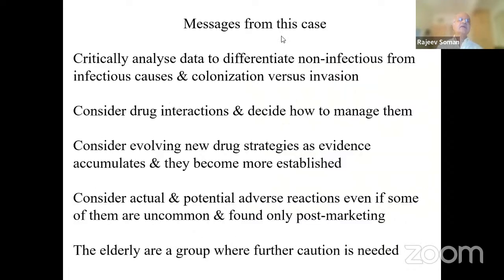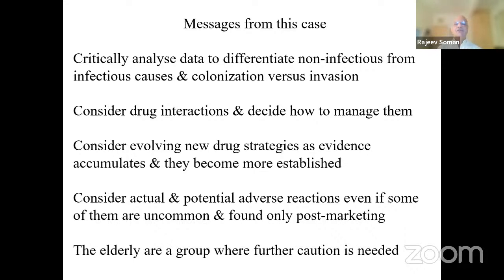So the messages from this case are we have to critically analyze data to differentiate non-infectious from infectious causes and colonization versus invasion. And I've particularly chosen this case for discussion because many of you are interested in stewardship as well as trying to differentiate an actual infection from colonization. We want to consider drug interactions and decide how to manage them. We also consider evolving new drug strategies as evidence accumulates and they become more established. And the example here is a DTG with 2 NRTIs or DTG with a single NRTI such as 3TC.